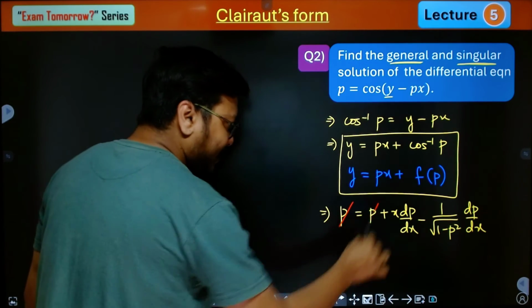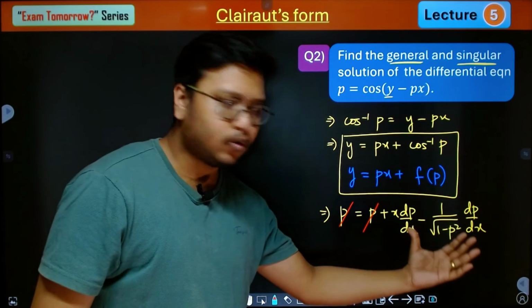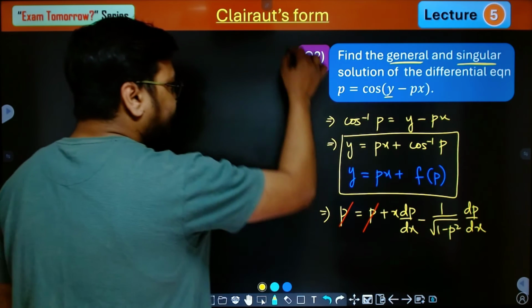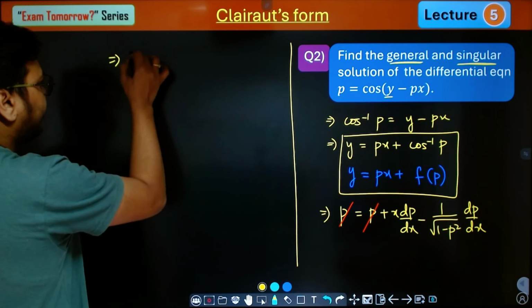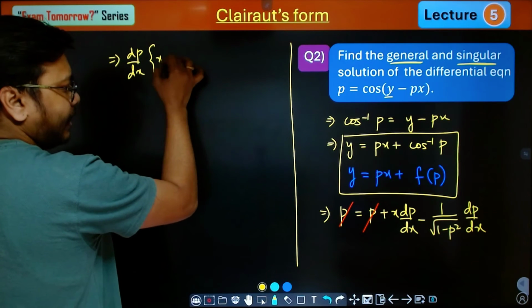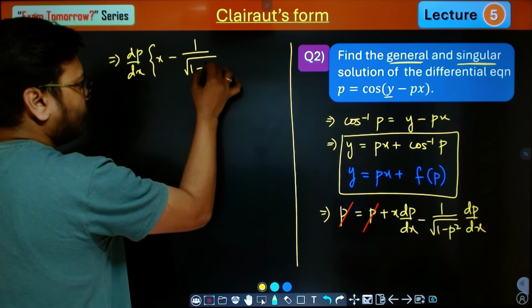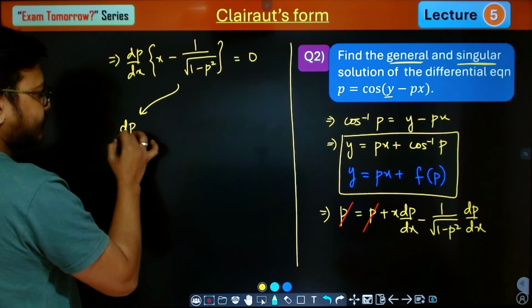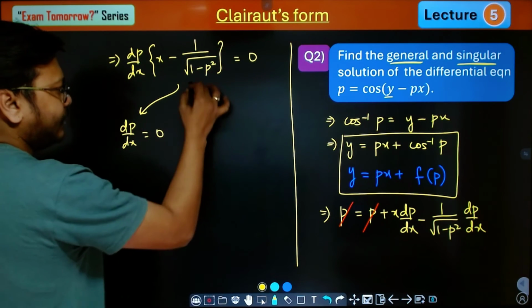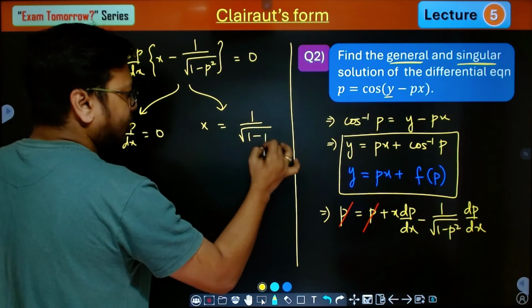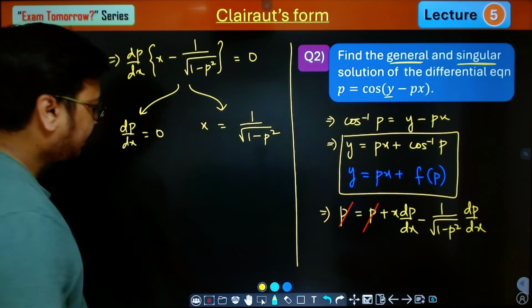So what happens, p gets cancelled, and just like I told you before, dp/dx can be taken completely common. Okay, so if I take dp/dx common, I get (x minus 1 upon root over 1 minus p square) equals 0. So two possibilities start from here. Either dp/dx is 0 or x equals 1 upon root over 1 minus p square, right?